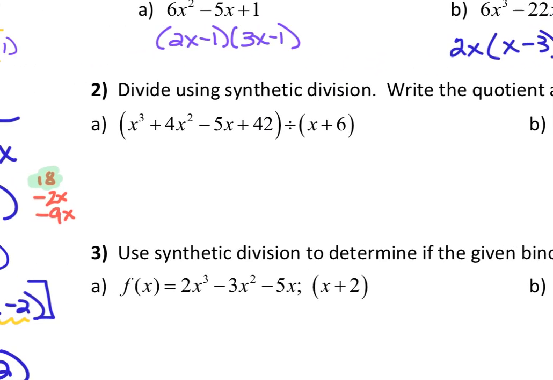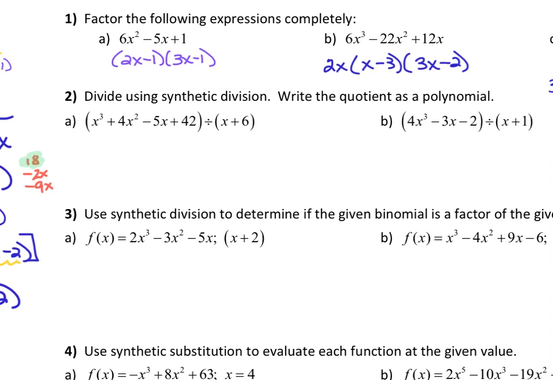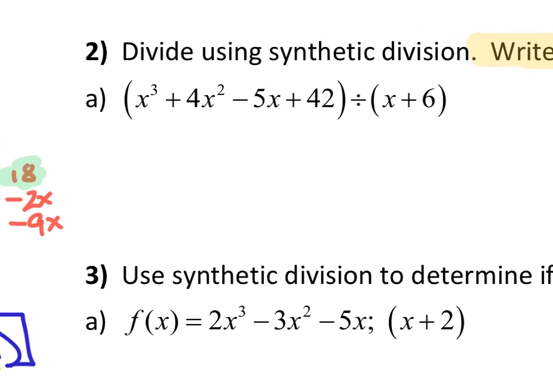So number 2 just asks you to divide using synthetic division, but it also asks you to write your quotient as a polynomial. So your answer is going to be a polynomial. Be real careful to look at the directions for the different problems, because the process may be similar, and then when you get to the end of the problem, you have to write the answer differently.